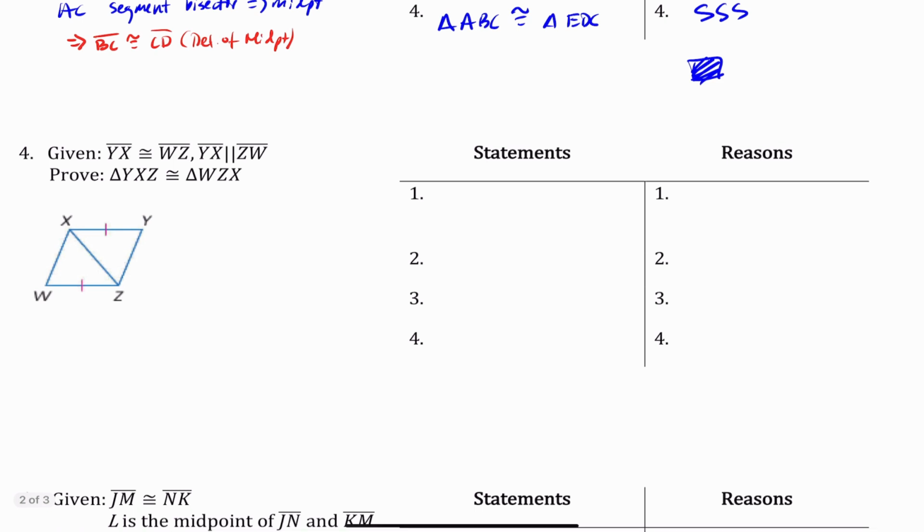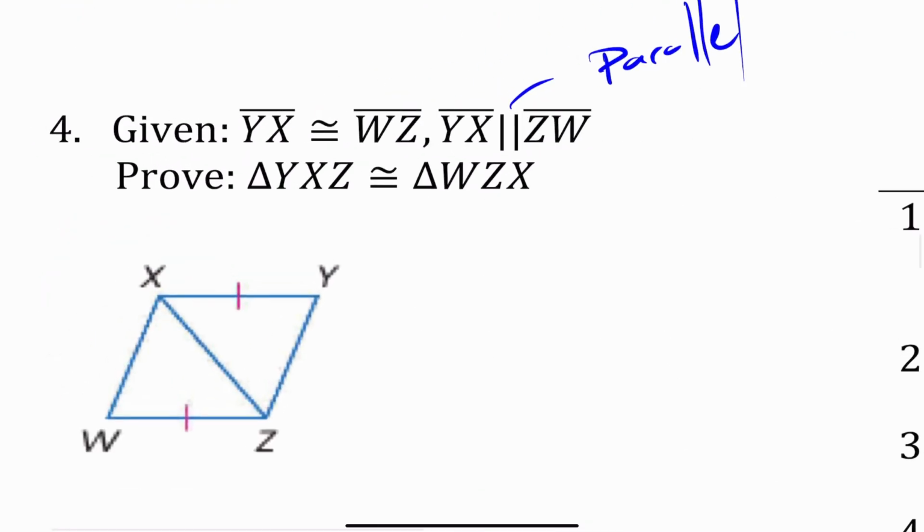All right, so given that the segment YX is congruent to segment WC, and segment YX is parallel to ZW, prove that triangle YXZ is congruent to WZX. Okay, so this here is already marked for us. We can see that this tick mark here and this tick mark here, those 2 segments are congruent. Now I'm going to go ahead and take a look at this one because it says that segment YX is parallel to segment ZW. So I need to go ahead and draw my arrows.